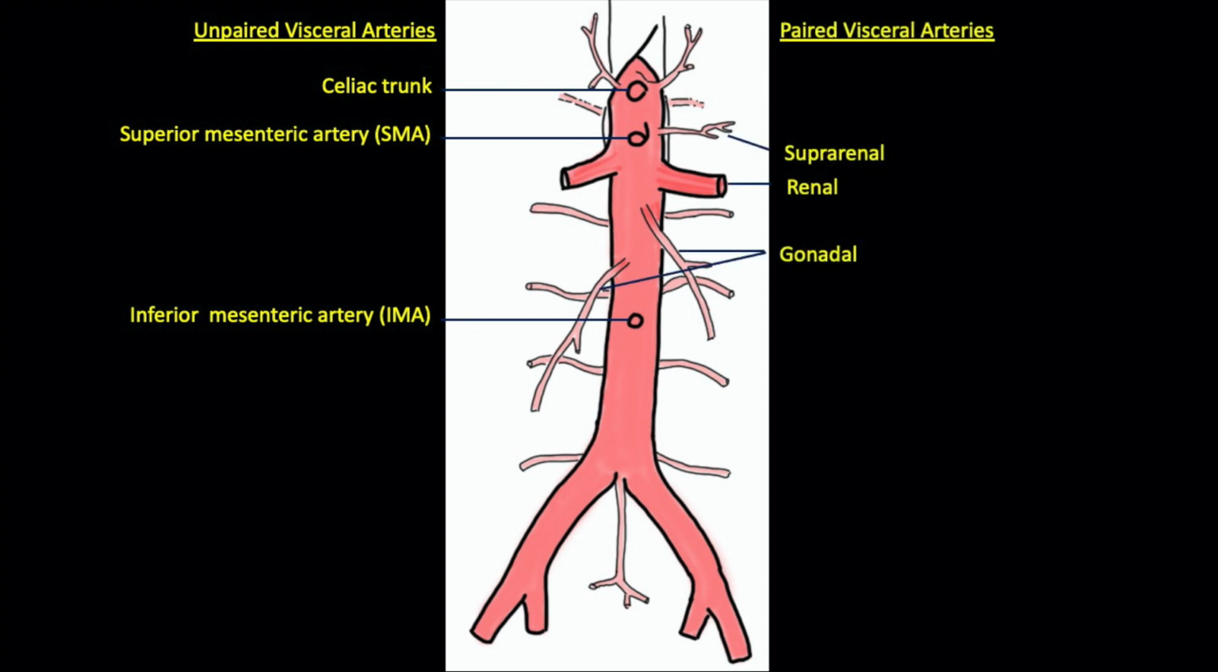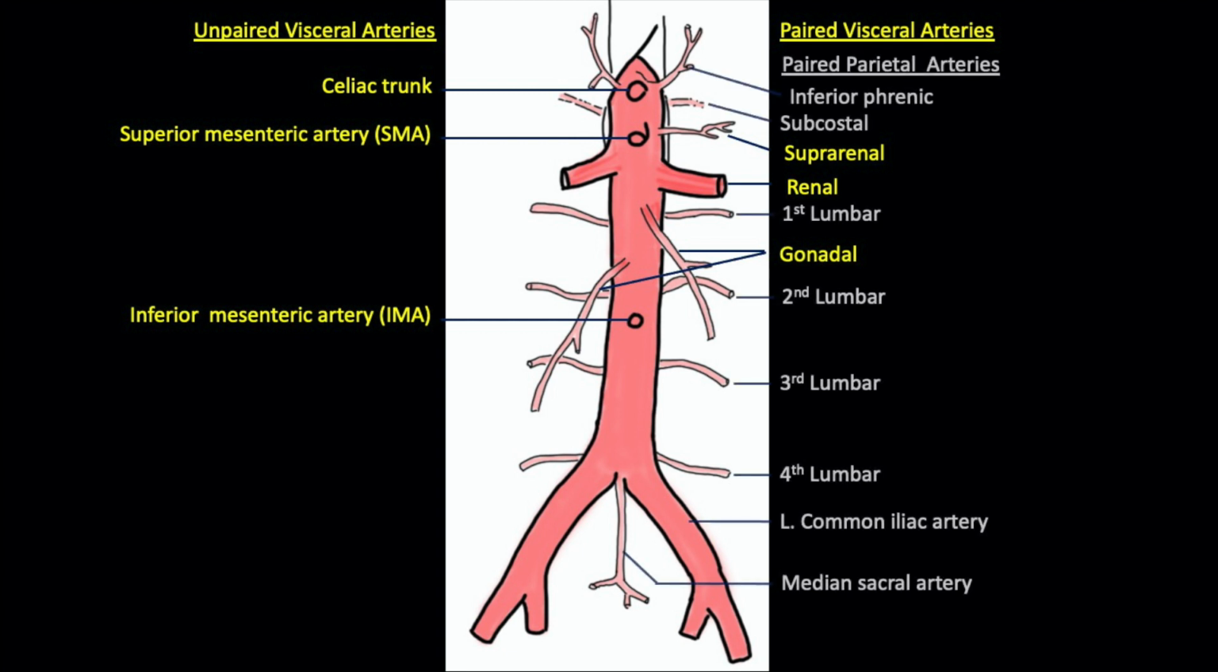From the aorta, we will also have paired visceral arteries, and these are named for the abdominal organs they supply. These arteries are the suprarenal, the renal, and the gonadal, the arteries that supply the ovaries or testis. We also have paired parietal arteries, arteries that go to the body walls. These include the inferior phrenic arteries, the subcostal, and the lumbar arteries.